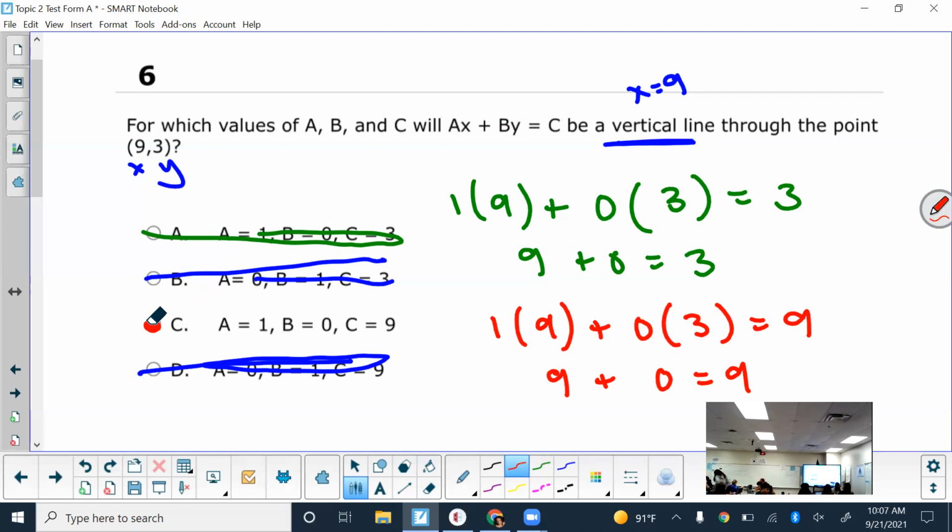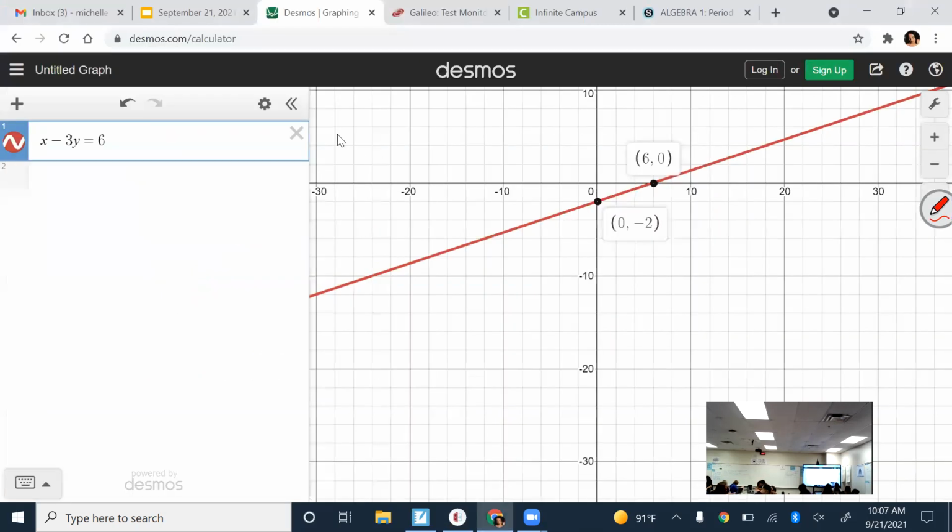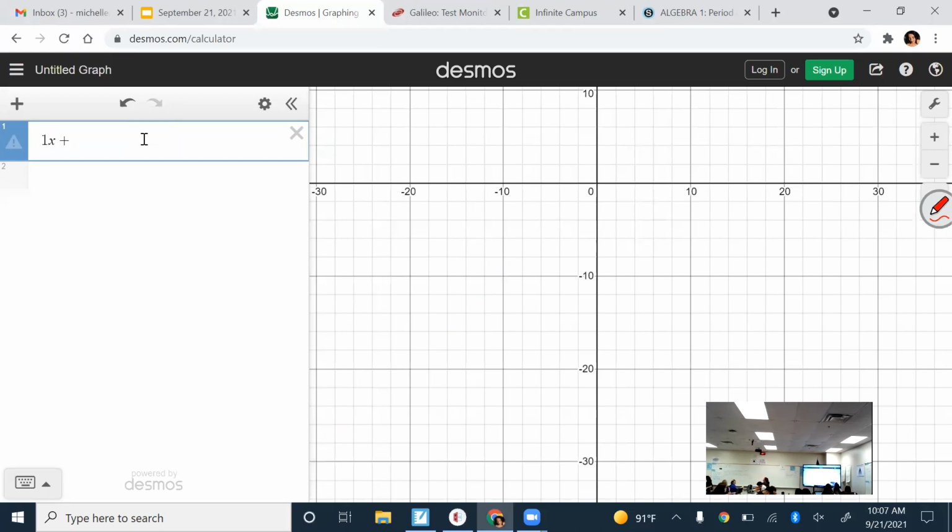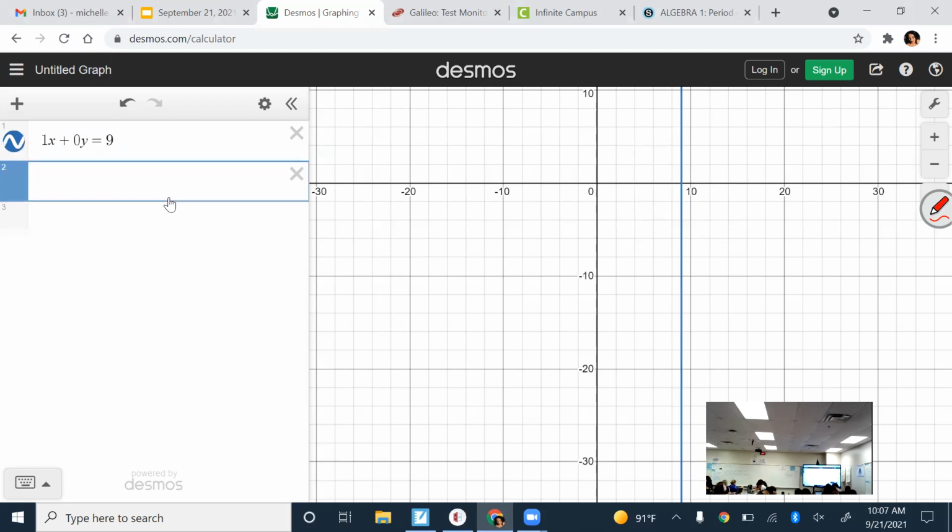All right, and then you can also check your answer by plugging it in. So if you plug in A, B, and C into the standard form, that makes it 1x plus 0y equal to 9. All right, makes a vertical line. And then it also needs to go through the point 9,3. Does that point land on the line? So that's how I know I found the right one.